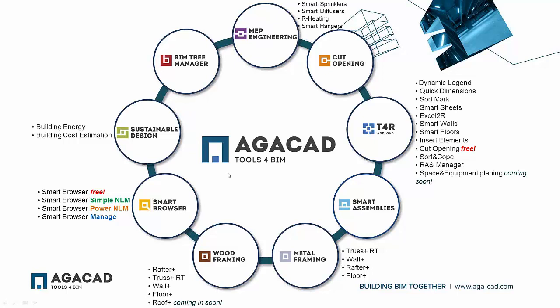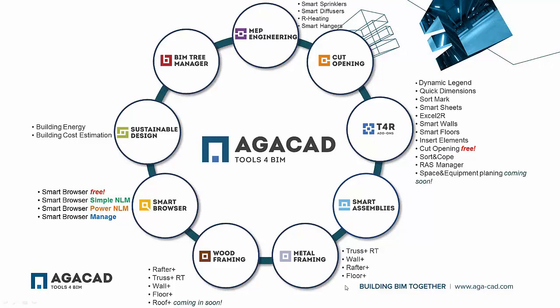Then we have one group with the name Sustainable Design. Then we have a group with the name Smart Browser. Here you can find solutions for browsing your families and for managing your content. Then we have wood framing. Here you can see solutions for making wooden frames for the walls, floors, and the roof. There are very powerful solutions for making wooden trusses, wooden rafters, and other frames for the roof. Then we have metal framing.